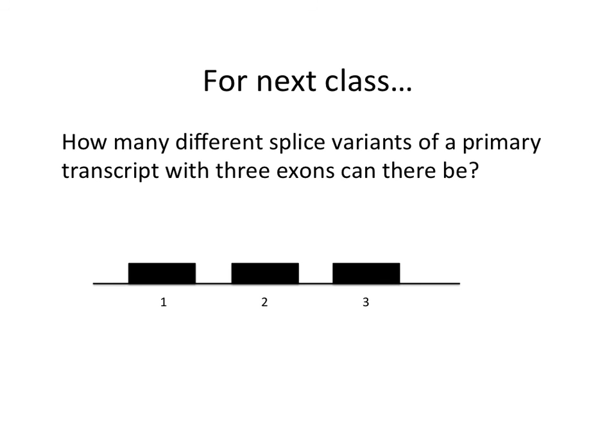So we're going to pick up next class with alternative splicing, and what I'd like you to do is just do some simple mathematics. Here are 3 exons, so there are 2 introns. There's exon 1, exon 2, exon 3. There are 2 introns here in red. How many different ways can you splice this gene? So see if you can come up with the maximum number of ways you could splice this gene.